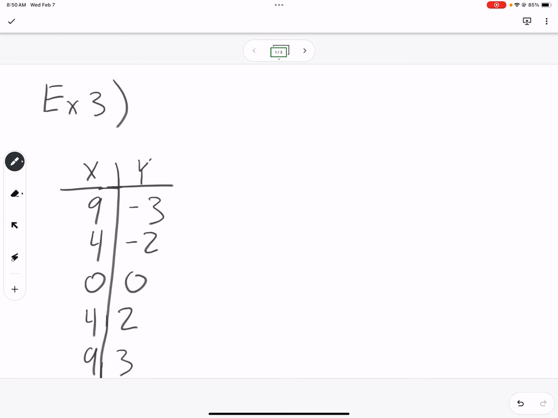So you have to be able to figure out, is this graph linear or nonlinear? Which means, is it a straight line or nonlinear?